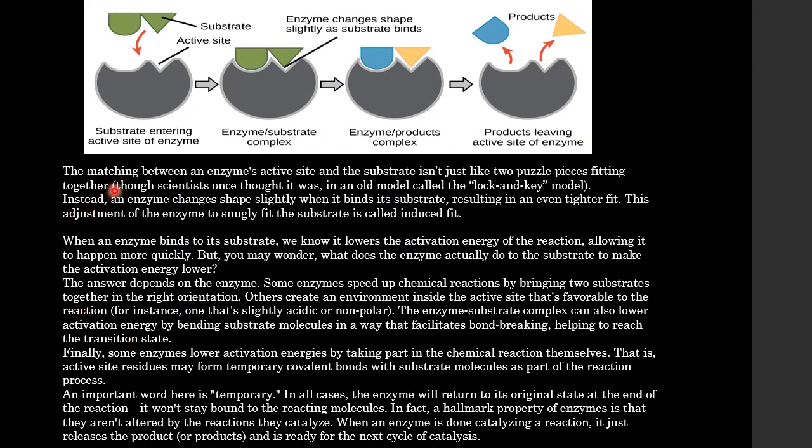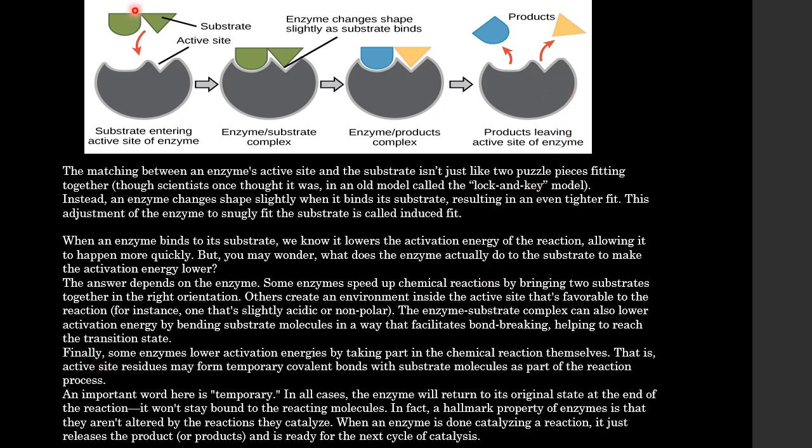So here is an image where there is an enzyme and its active site. When the substrate comes in contact with the enzyme, it slightly changes its active site conformation so that it can bind the substrate properly. The enzyme substrate complex is formed, then the enzyme product complex is formed, and then the products are released from the enzyme, and the enzyme is again regaining its original active site.